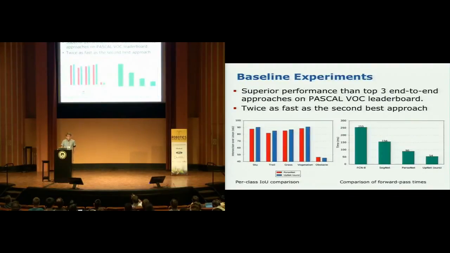We then also compare to state of the art. We use 3 end-to-end approaches, which were among the best on the Pascal VOC leaderboard. Our approach is a little bit better than all the other approaches for detecting the sky, trail, grass, and vegetation. It's a little bit worse for the obstacles. But what is good about our approach is that it's really 2 times faster than the best of the other approaches.